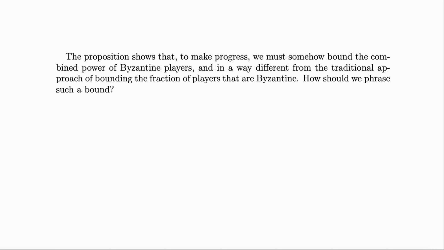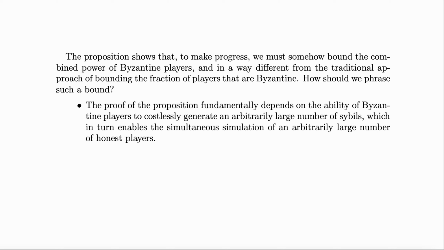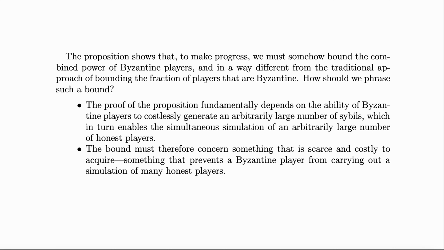So this proposition shows that to make consensus possible, we need to somehow bound the combined power of Byzantine players, in a way different from the traditional approach of bounding the fraction of players that are Byzantine. So how should we phrase such a bound? Well, the proof of the proposition fundamentally depends on the ability of Byzantine players to costlessly generate an arbitrarily large number of sybils, which in turn enables the simultaneous simulation of an arbitrarily large number of honest players. The bound must therefore concern something that is scarce and costly to acquire, something that prevents a Byzantine player from carrying out a simulation of many honest players.